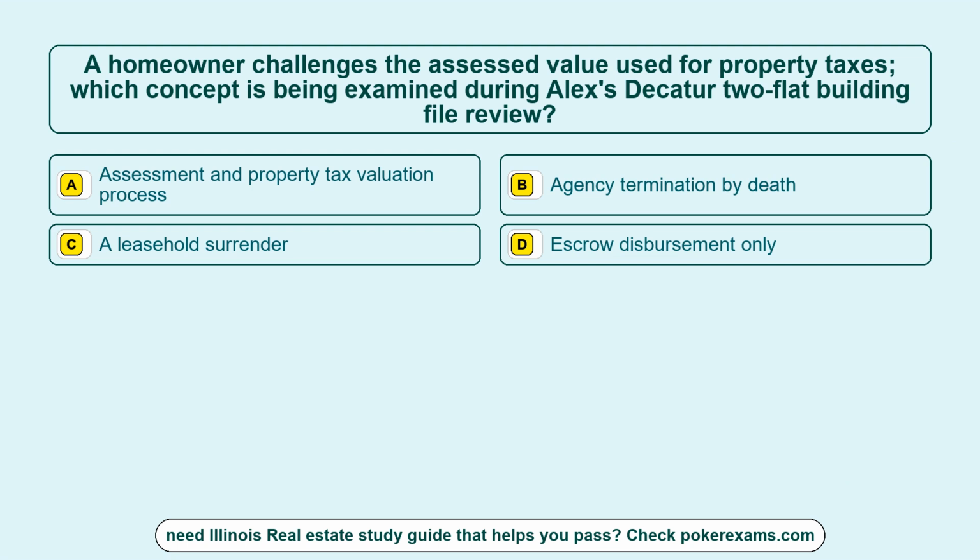Question 17. A homeowner challenges the assessed value used for property taxes. Which concept is being examined during Alex's Decatur 2-flat building file review? Option A, assessment and property tax valuation process. Option B, agency termination by death. Option C, a leasehold surrender. Option D, escrow disbursement only.